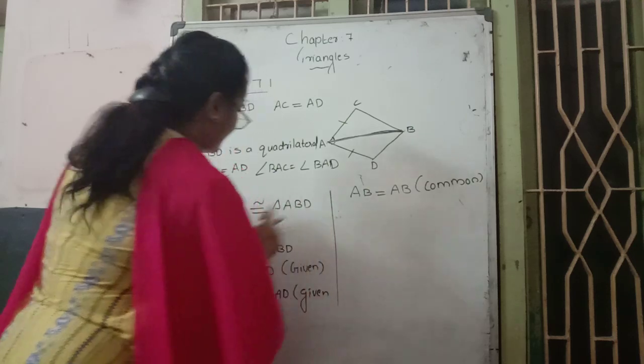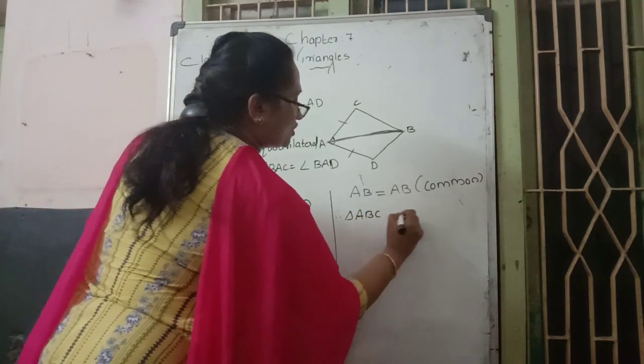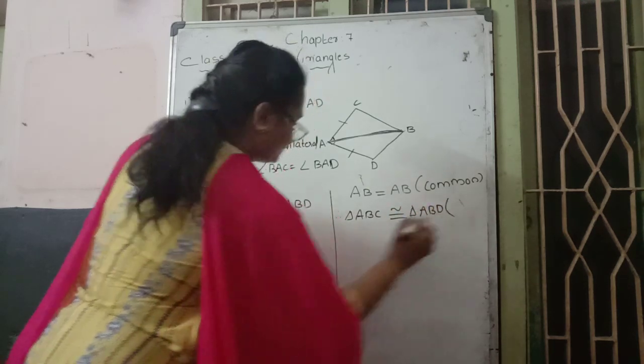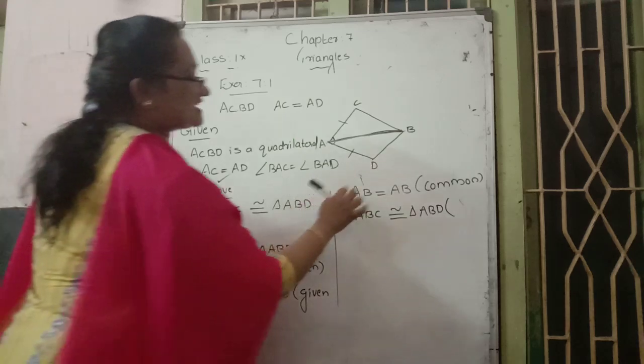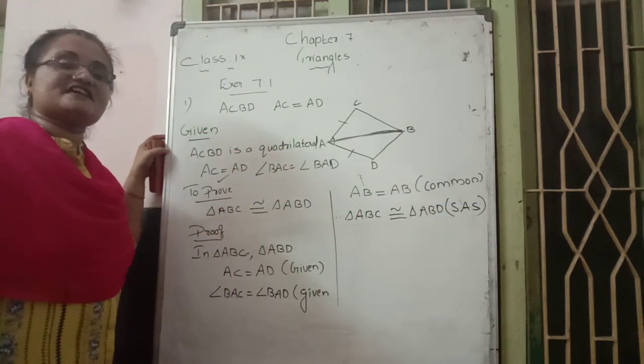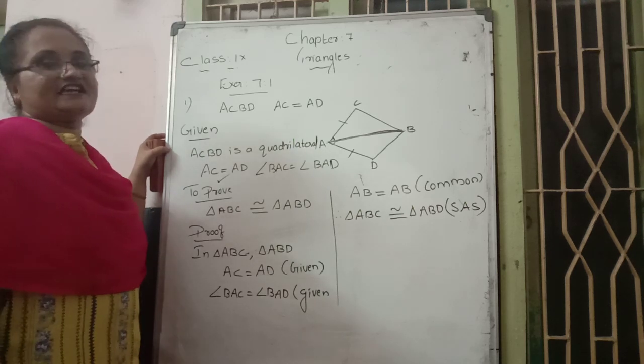That's why the triangle we consider is: triangle ABC is congruent to triangle ABD by which property? Side angle side, short form the SAS property. Using the SAS property we can say that the two triangles are congruent.